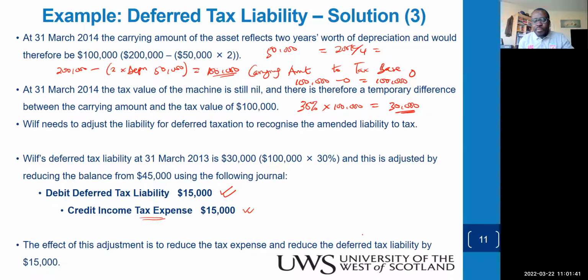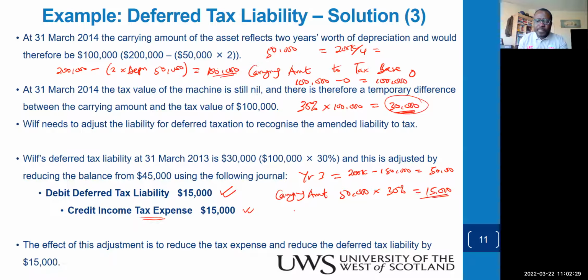So the effect of this adjustment is simply to reduce the tax liability and the tax expense. We'll leave it here. So assuming you were working on the third year, year 3, you realize that it is your 200,000 minus 150,000, which gives you a carrying amount of 50K. Then you multiply by your 30% tax rate and see what you get. You end up getting 15, which means you have to again proceed and reduce your deferred tax liability. Now it was 30, reduce it downwards, and then you debit your deferred tax liability once again, and then again you credit your income tax to reduce it downwards. I'll leave it here.